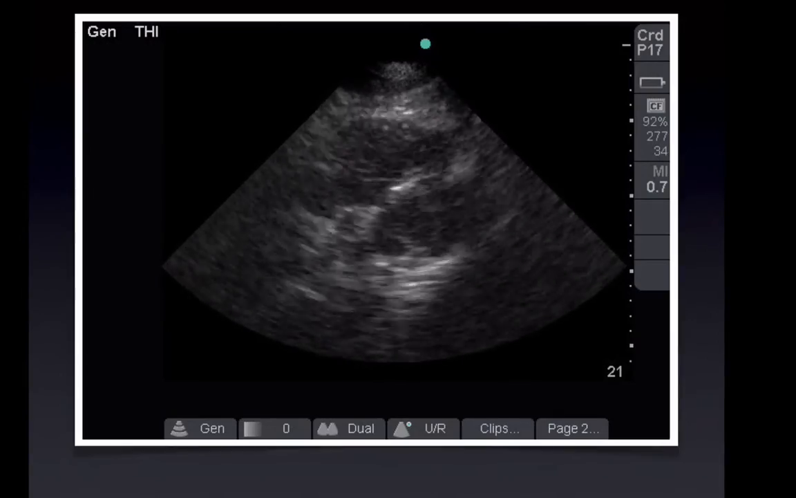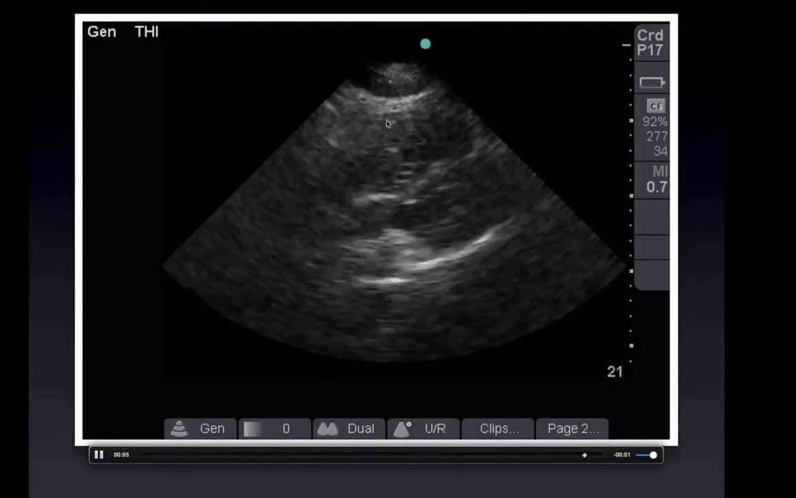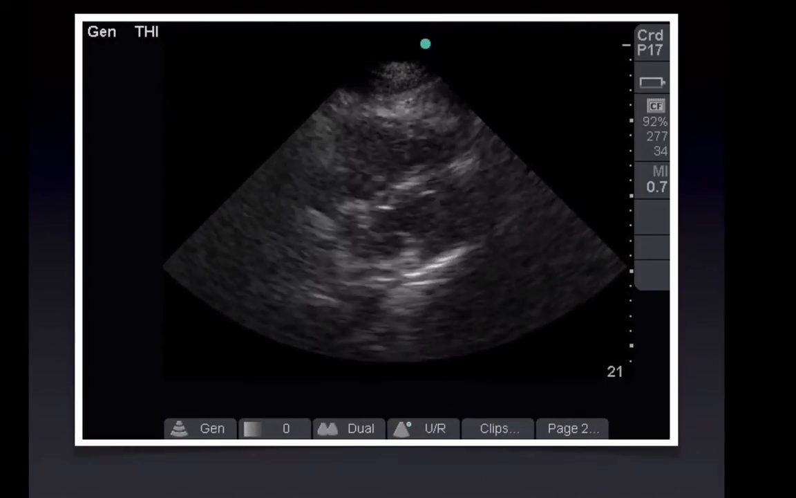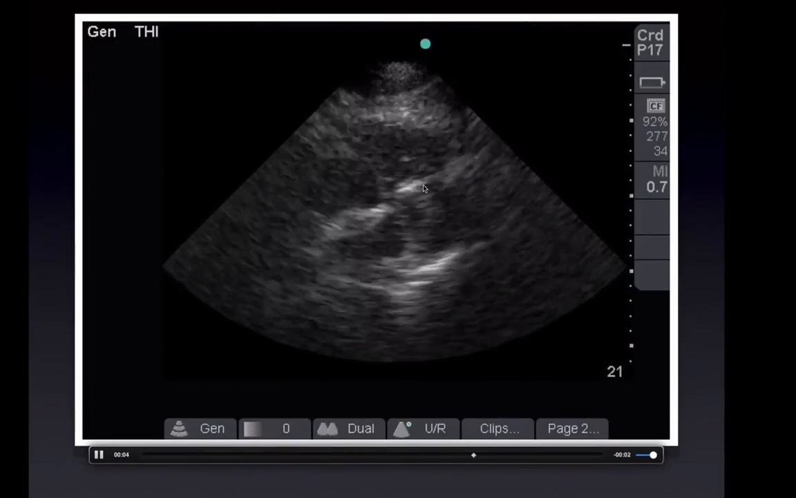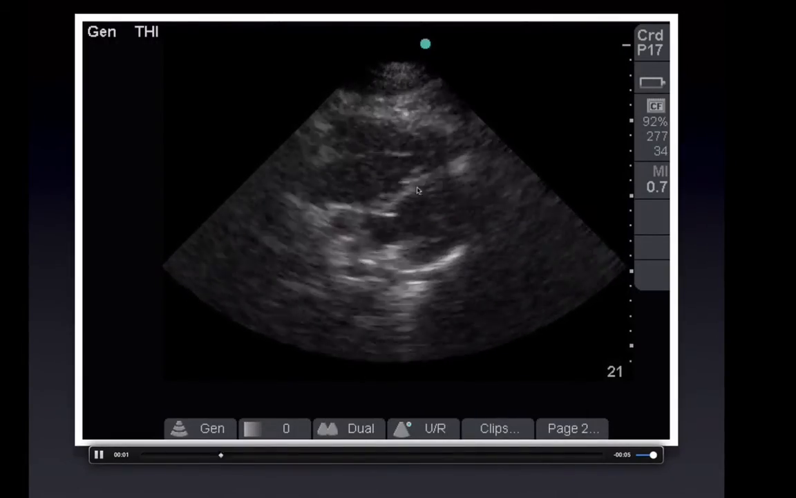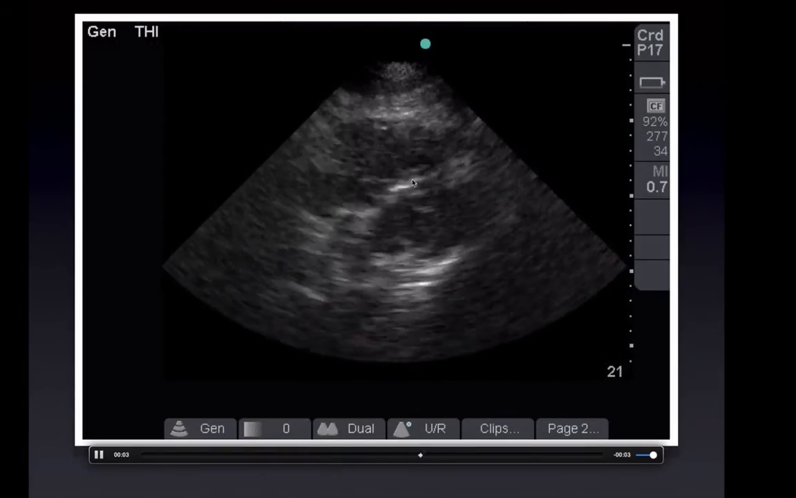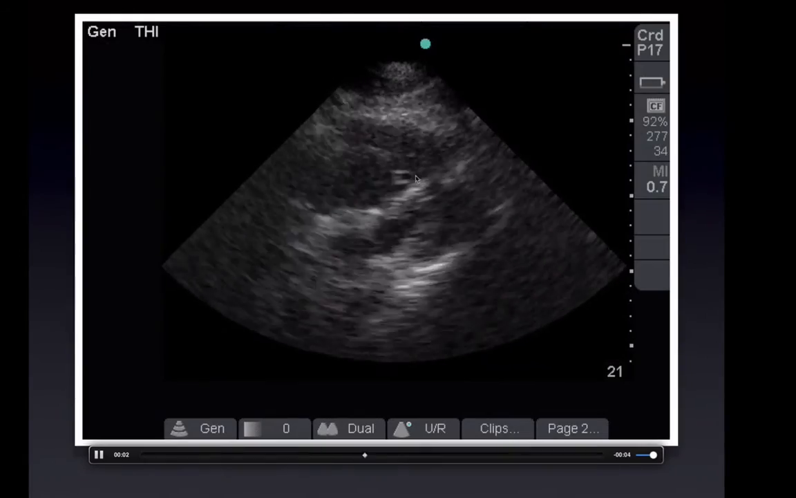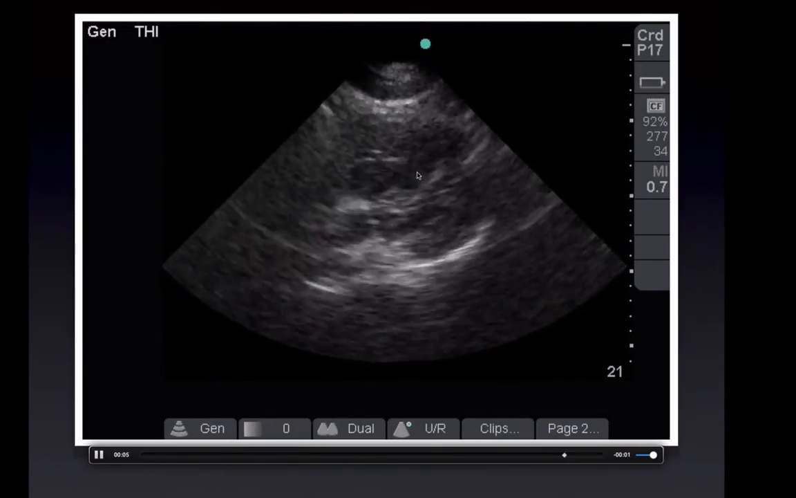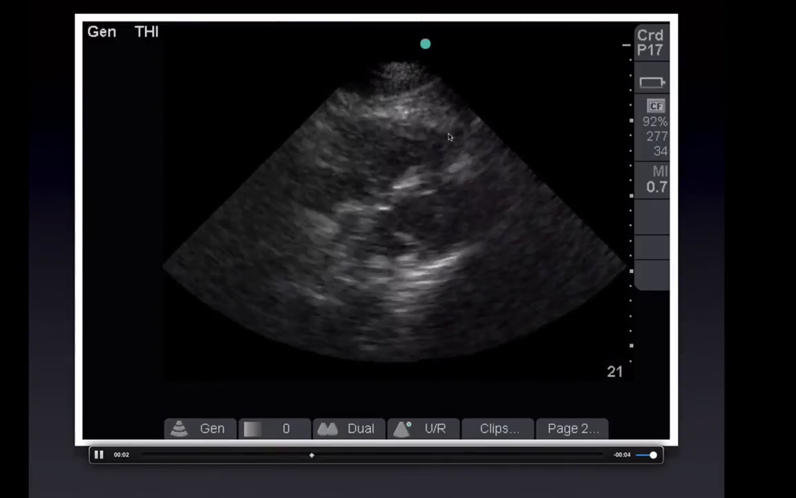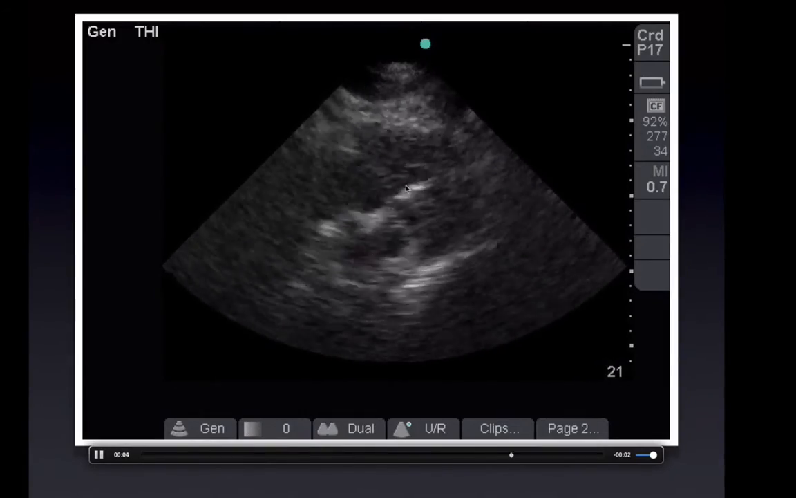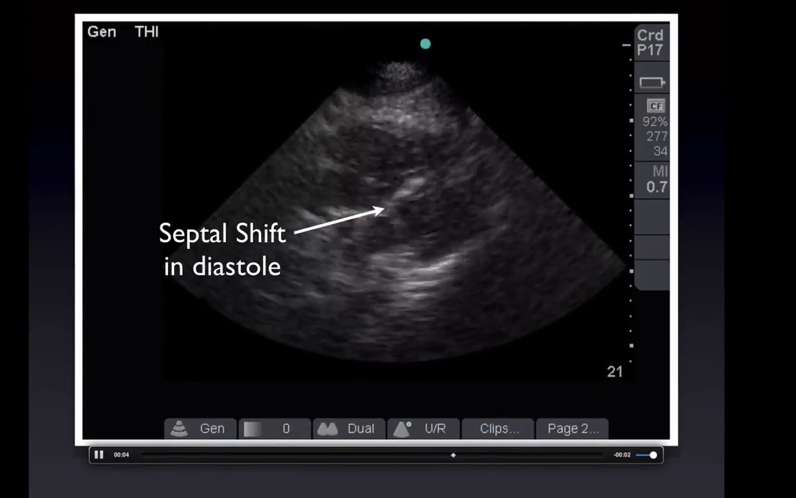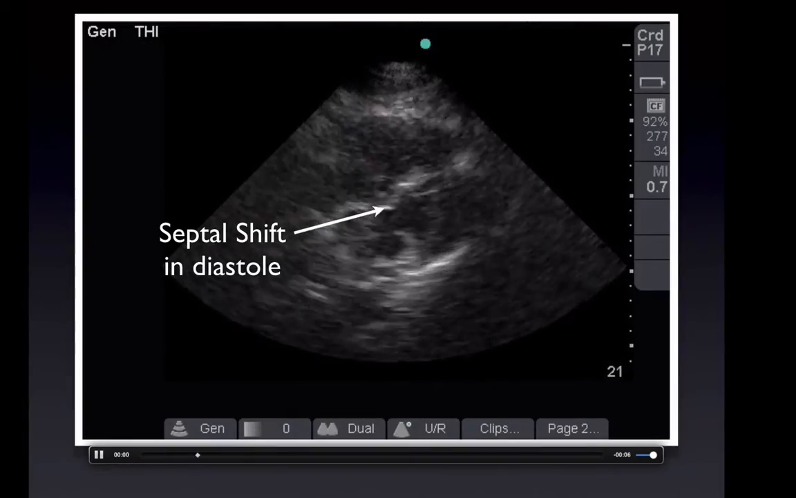This is a subxiphoid view of the heart. Again, the right side of the heart looks a little bit bigger than the left ventricle. And also, one of the things that we look for during diastole, the septum, which is here, shouldn't be moving towards the left ventricle. It should be the opposite. The left ventricle is bigger, so the septum moves towards the right side. So if you have a right side that's dilated and the septum is moving in the opposite direction, that's another concern for pulmonary embolism, septal shift in diastole.